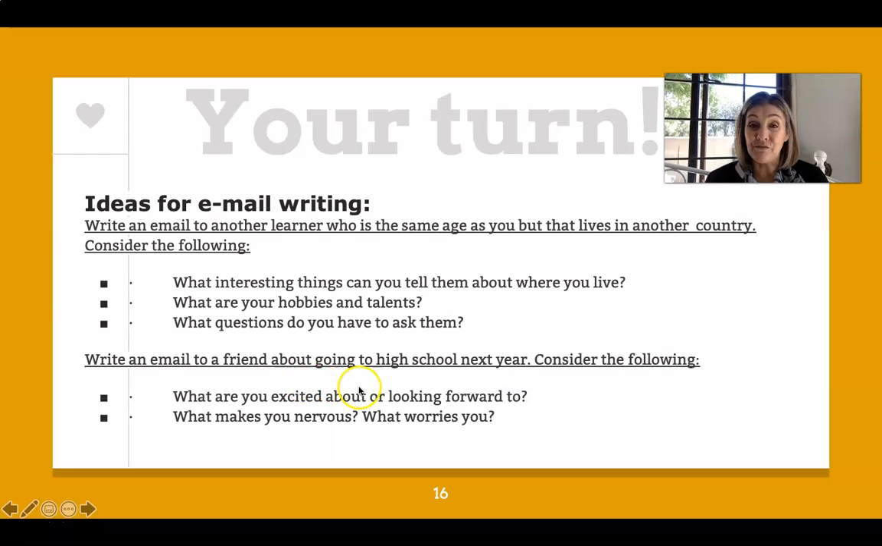Or you could write an email to a friend about going to high school next year. So I know some schools, especially in Cape Town, grade 7 is considered high school. And so you could ask them about that. What are you excited about or looking forward to? What makes you nervous? What worries you?